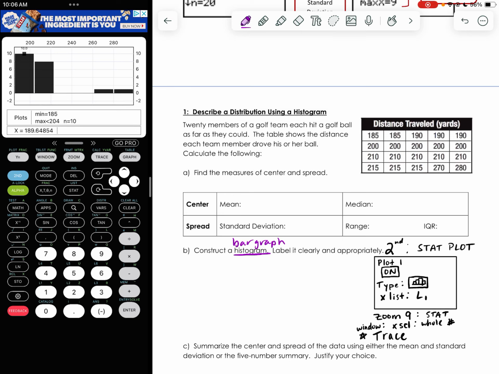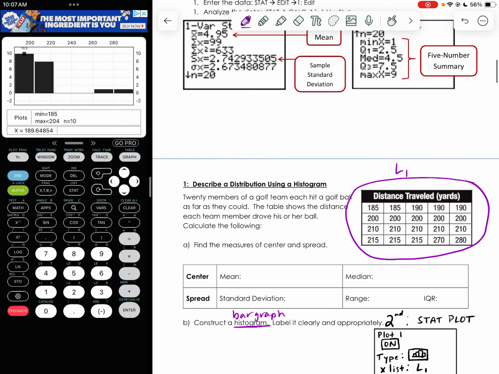Alrighty, hello again, everybody. So I am on the page that we left off with yesterday. We were talking about the golf balls, the distance that 20 members of a team hit a golf ball. You should still have this saved in your calculator, but if you don't, go ahead and go to your L1 list and type in all those numbers again.